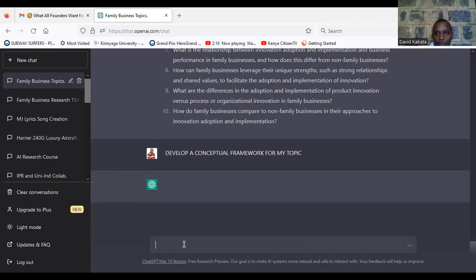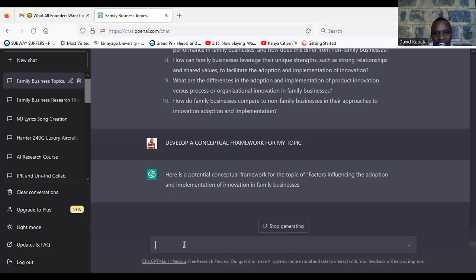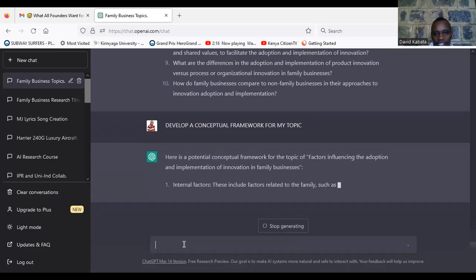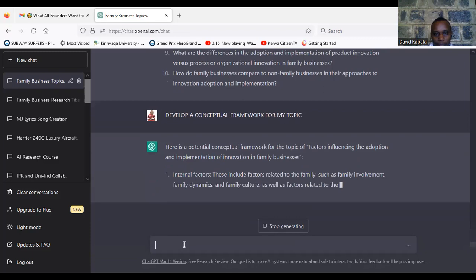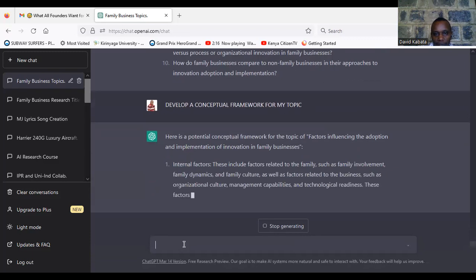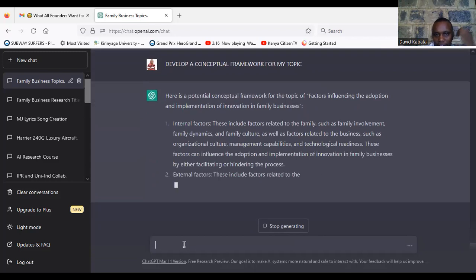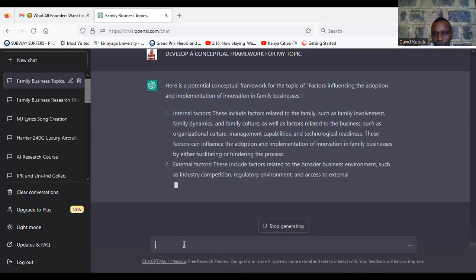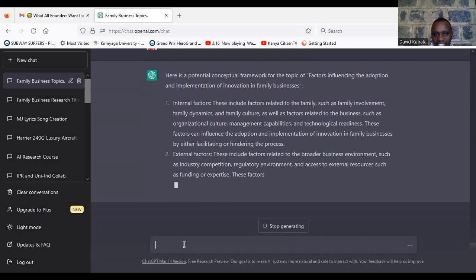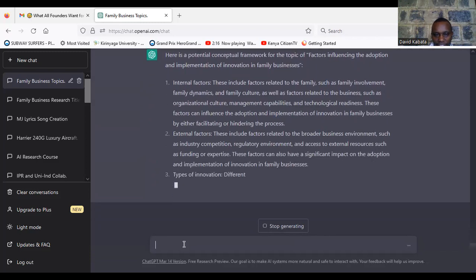Now I want the conceptual framework. Here I'm going to get the dependent variables and the independent variables so that I understand what I can use. Internal factors, you can see them, they include the factors related to family. External factors include the factors related to the broader business environment, such as the industry, competition, regulation, and all that.